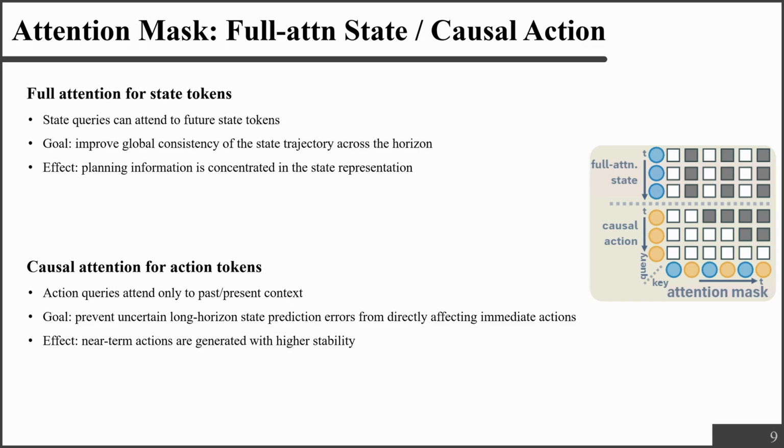The motivation is that long horizon state predictions are inherently more uncertain, and immediate actions should not depend directly on those uncertain predictions. In short, the mask explicitly separates planning from execution within a single transformer. States aggregate look-ahead information and actions remain stable for execution.